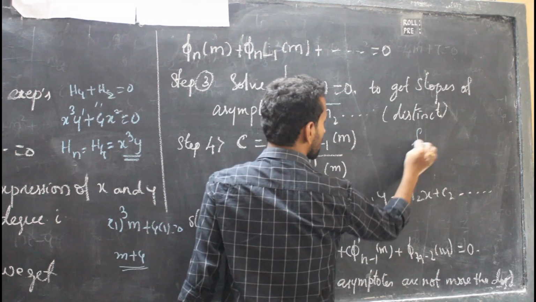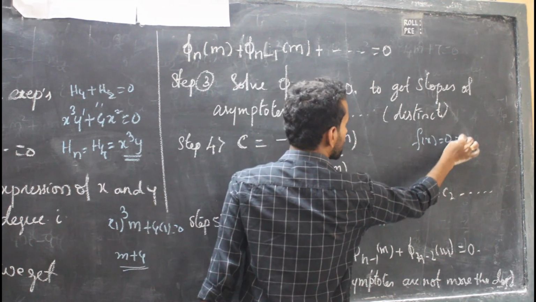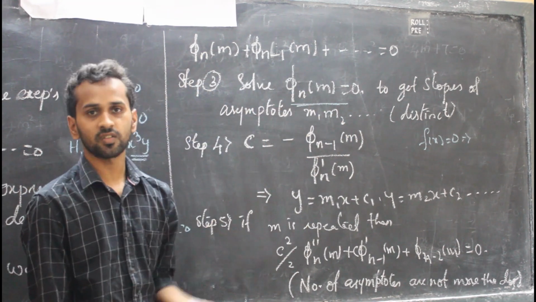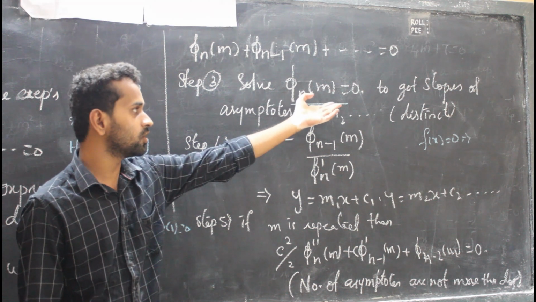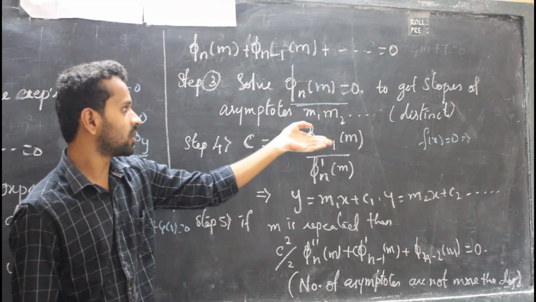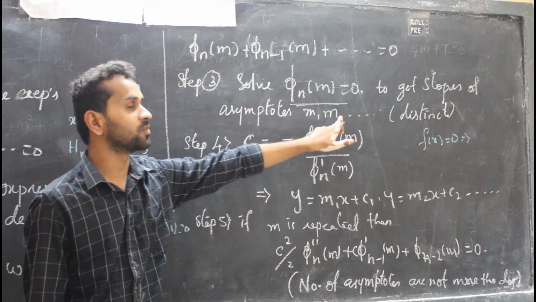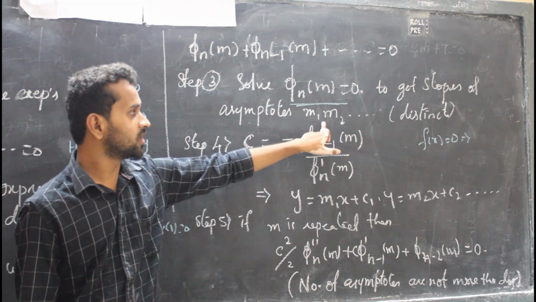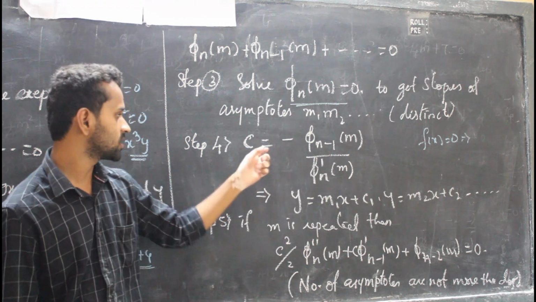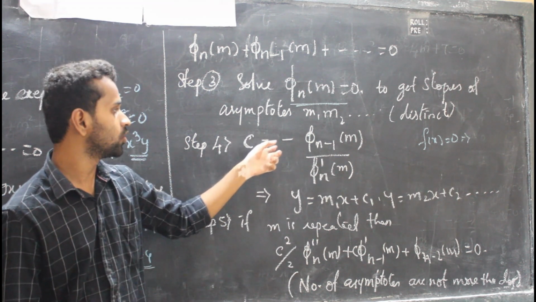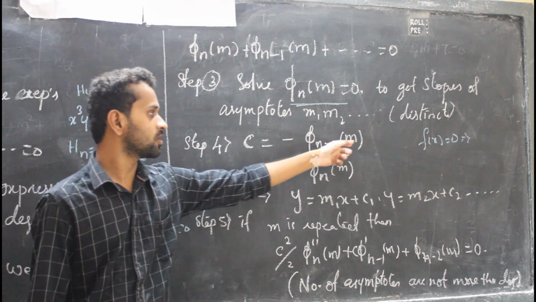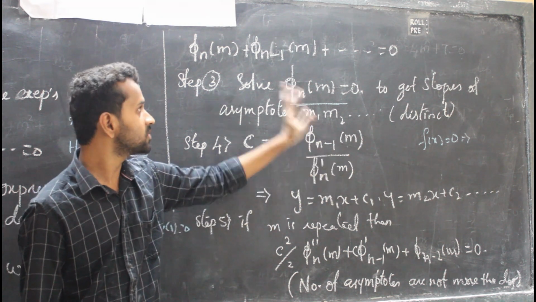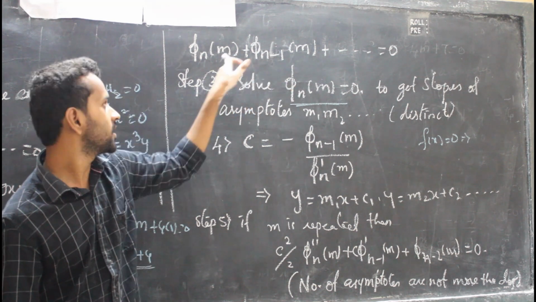We know that if we solve f of x equal to 0, I get the solution in terms of the x variable, right? So here also phi n of m is a function for me. When I solve it for equal to 0, I will get the slopes of the given asymptotes as m1, m2, m3. These are the roots of the given phi n of m. If my roots m1, m2 are distinct, I will go to step number 4 by using the formula c equal to minus phi n-1 of m divided by phi n dash of m. You get that? So phi n-1 means the previous, second term.